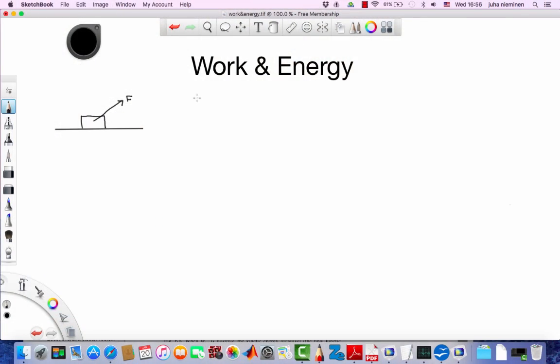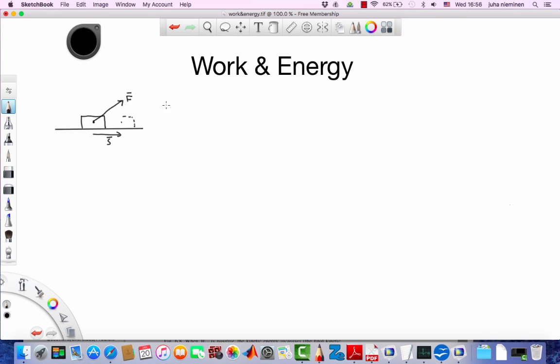Work and energy. We talked about this topic briefly already when we were discussing vector calculus. If you remember, in that case we were pulling a box on the floor, and of course there will be a displacement in such a case. So let's say the box moves from here to here. So we had force pulling on it and then some displacement S. And let's make them vectors as well.